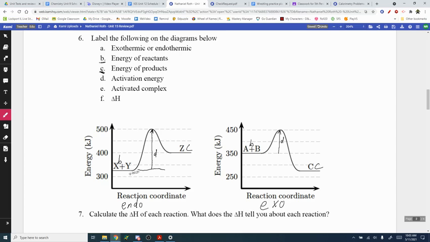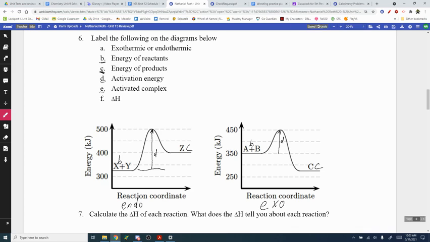So this one, it looks like the reactants are at about 325. The top of the hump is at 500. So we just subtract those and we get 175 for this one. Okay, so for this one, it's a little easier. 350 is where the reactants are, 450 is the top of the hump. So the activation energy for that one is 100. Okay, so that was D.